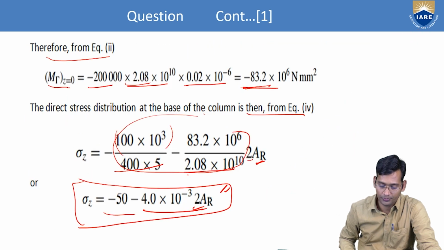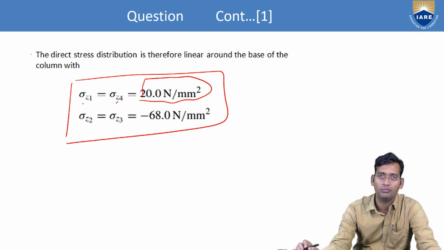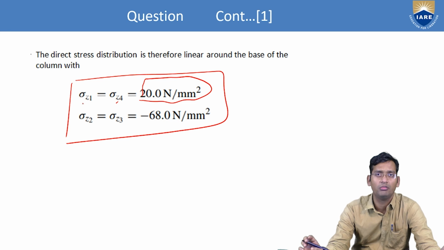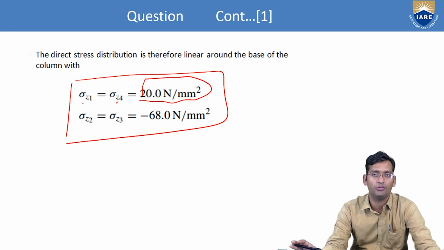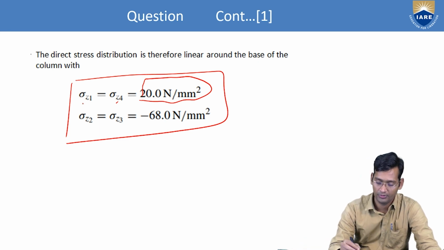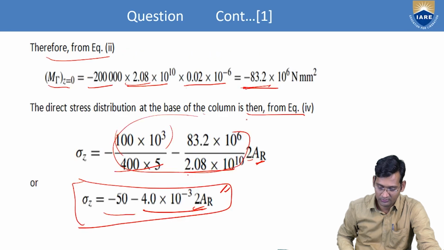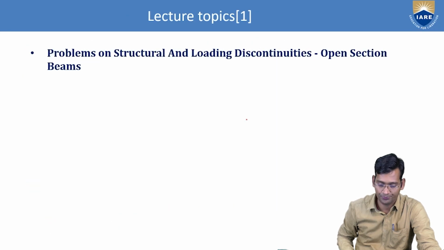So now we have sigma z1 equals sigma z4 equals 20 newton per mm square, sigma z2 equals sigma z3 equals minus 68 newton per mm square, right. Okay, so let's see quickly once again.